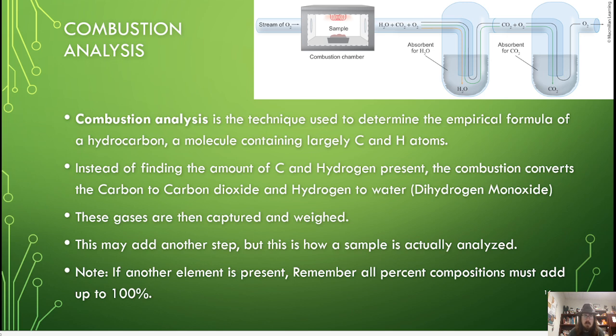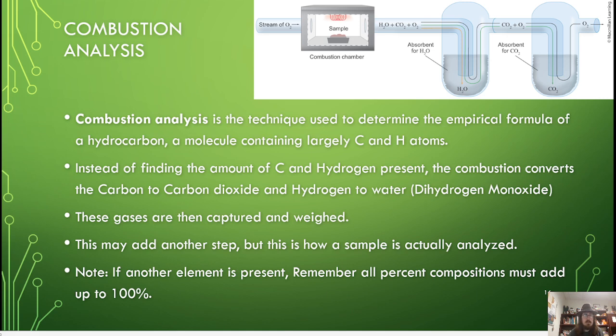Instead of finding the direct amount of carbon and hydrogen present, it burns the sample in oxygen to form carbon dioxide, which it traps, and water, dihydrogen monoxide, which it then traps. And by figuring out how much water and how much CO2 it has trapped, we can figure out how much carbon and hydrogen were present, because it knows how much mass you put in there.